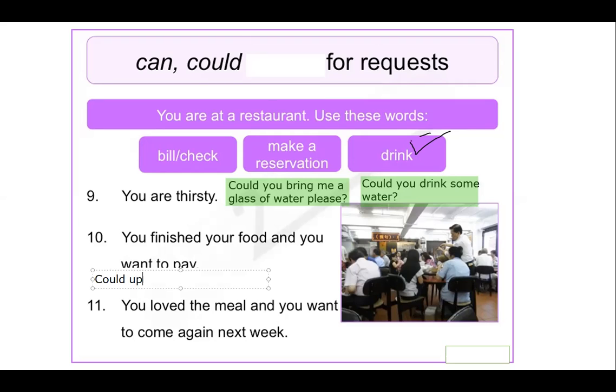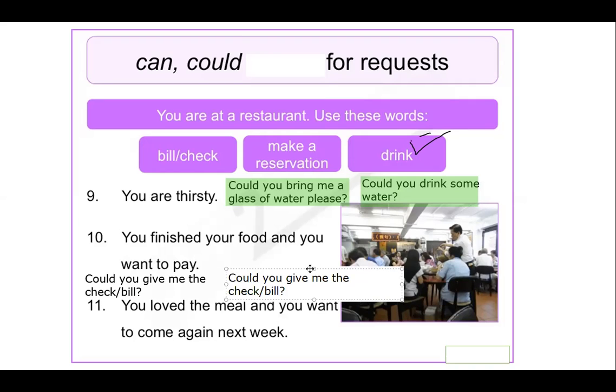Could you give me the check or the bill, right? Check or bill, significan lo mismo, right? Could you give me the check? También podemos utilizar el verbo bring. Give me es, me podrías dar el recibo, right? Pero si utilizamos bring, es traer, podrías traerme el recibo, right? La cuenta, right? Bring, traer, give, that.